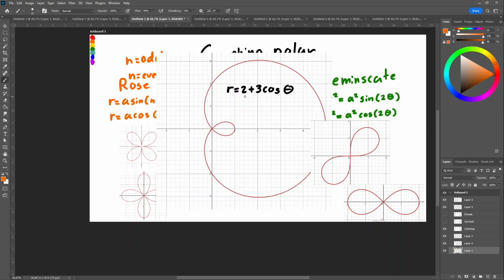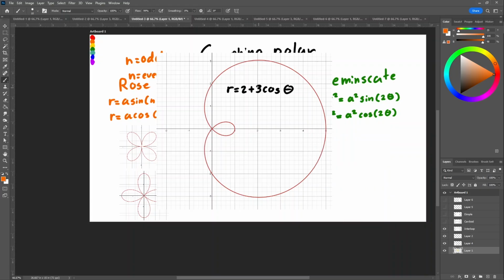So to start off, I have a graph of an inner loop limaçon. We can see here that our a value of 2 is obviously less than 3, and that's why we have an inner loop limaçon. And since it's a cosine, it'll be in the direction of right and left on the x-axis. If it were a sine limaçon, then it would be up and down, just because.